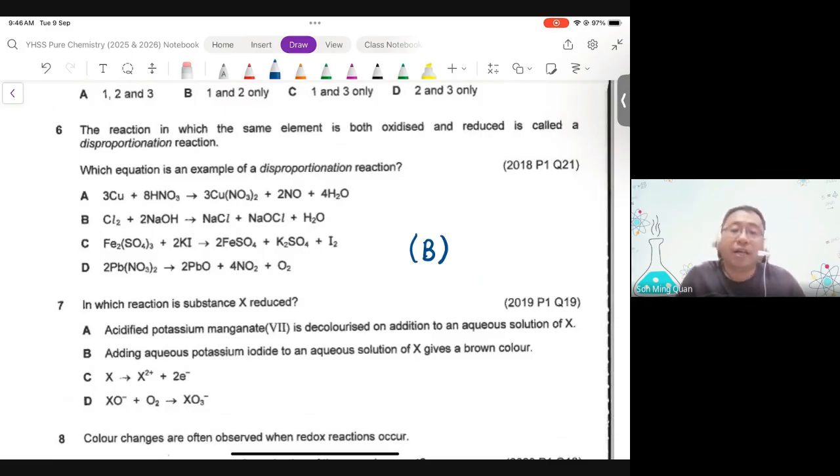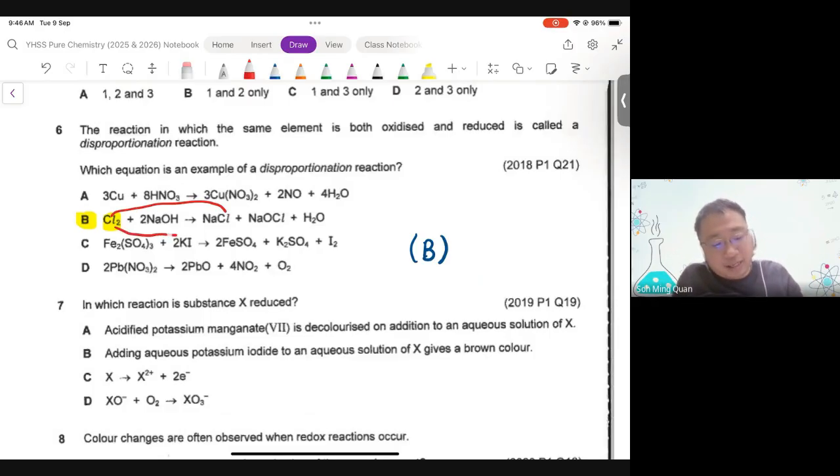All right, they have explained to you what's disproportionation. Disproportionation is a reaction in which the same element is both reduced and oxidized at the same time. We have gone through this in class. In fact, B is an example that we have gone through before. All right, in the redox assignment as well as the redox notes, this is a very famous disproportionation reaction. Now, how do you determine disproportionation quickly in an MCQ without even computing oxidation states?